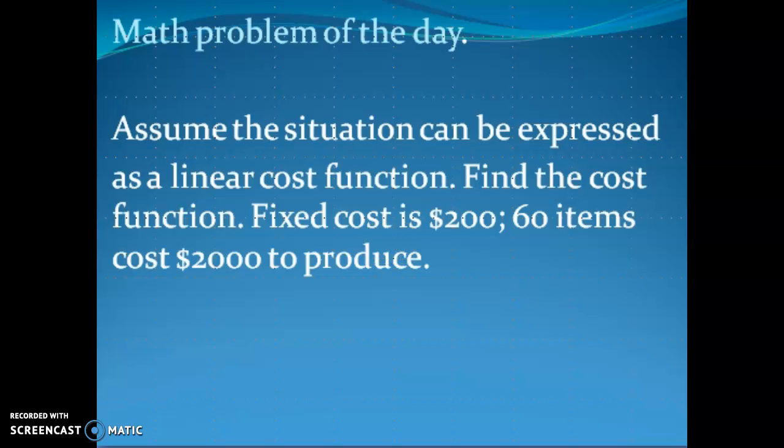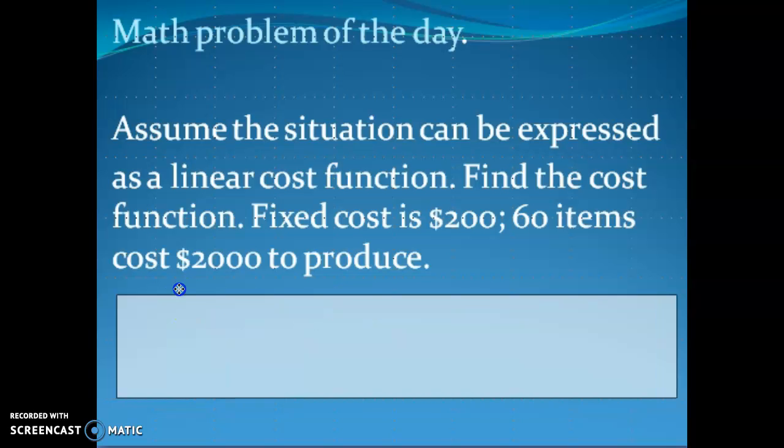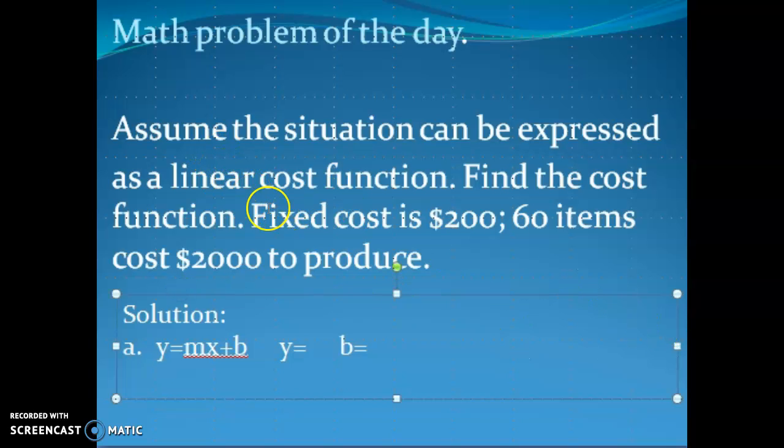Okay, the first thing that you have to do is to write the equation in a y equals mx plus b. So, what are given? Fixed cost is 200, so that will be your b. The number of items, that will be your x. 60 items. And the y is the total cost of the product. It's $2,000. So, what is missing? We're looking for the slope. So, m is unknown.